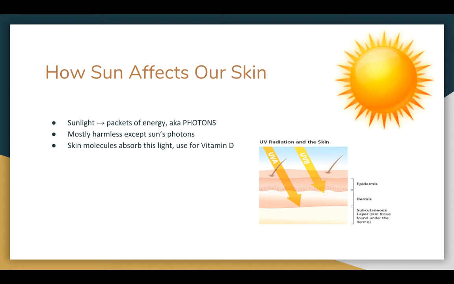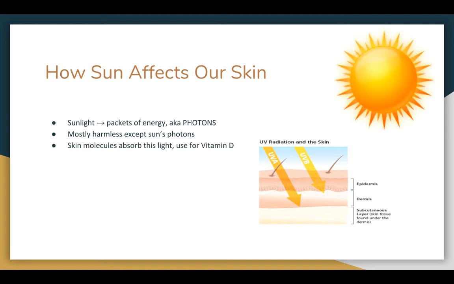And then UVA rays, which actually penetrate a little bit deeper into the skin, into the dermis, which you can see on the little picture on the right of the slide. That's causing things like premature aging. It's making your skin elasticity much, much worse. You get sunspots, wrinkles, things like that.